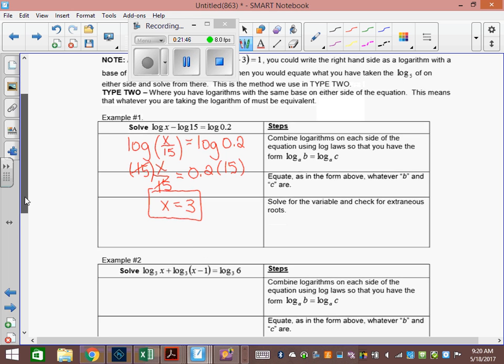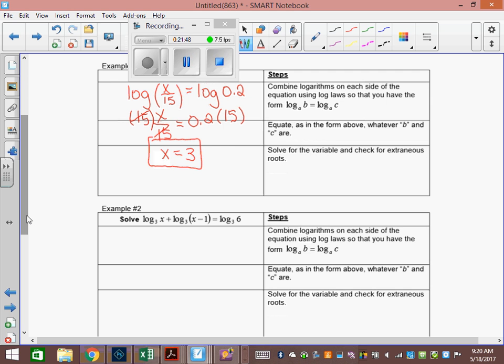It works. That was really easy compared to the last one. If you spot that there's only logs, this is way easier. If you don't spot it, at the very least, move all the logs to one side and change it to exponential. Okay? So this one, we can combine these.